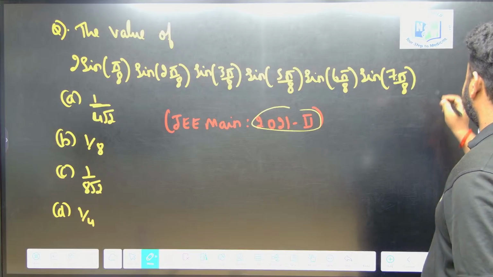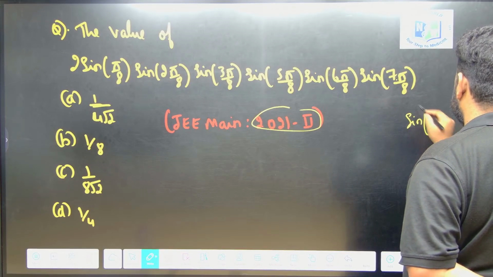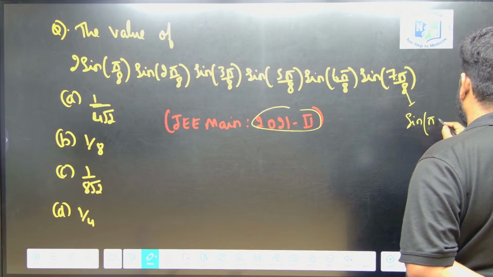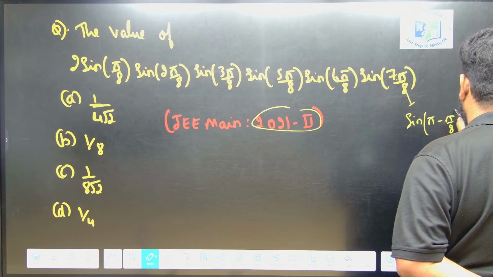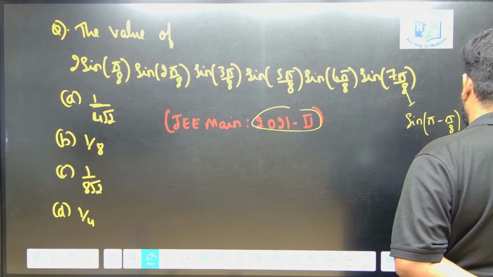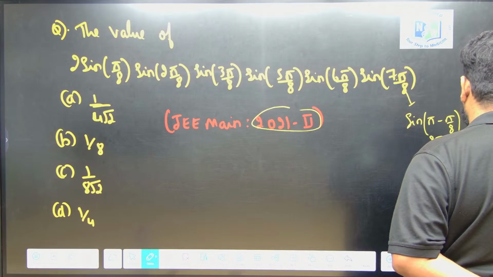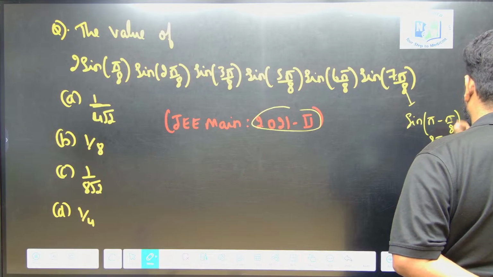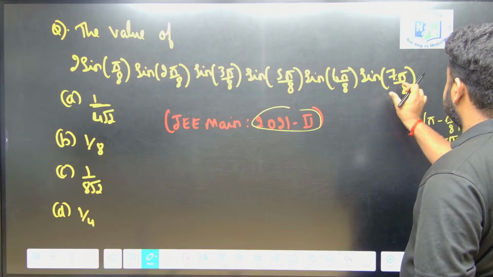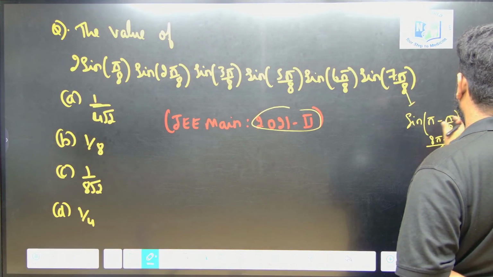See here, sin 7 pi by 8 can be written as sin pi minus pi by 8. So LCM will be 8 itself. If you take 1 8 is 8, 8 into pi is 8 pi minus pi. So that will give us 7 pi by 8 itself. Okay, I am talking about the inside angle. So sin 7 pi by 8 can be written as sin pi minus pi by 8.